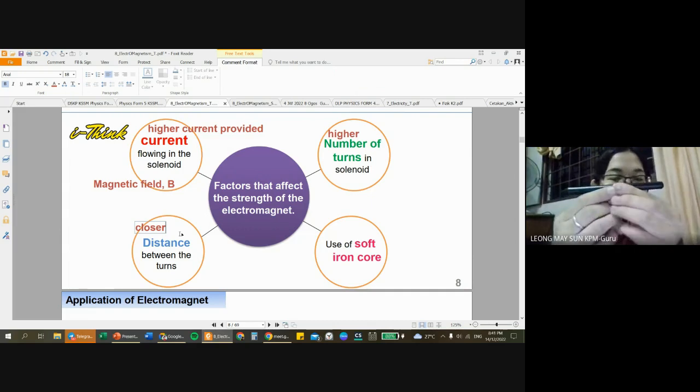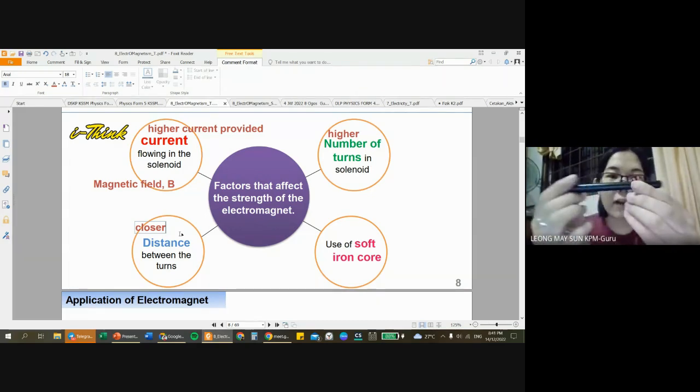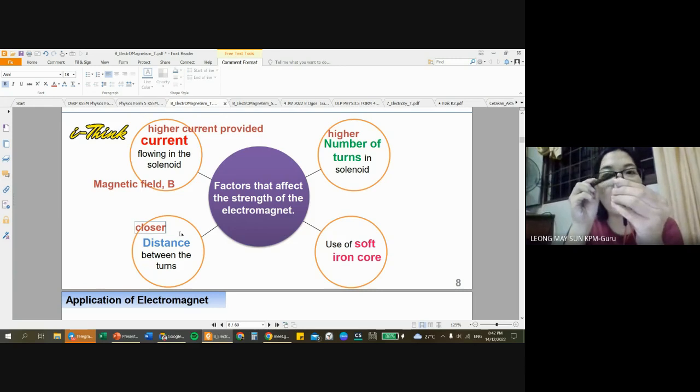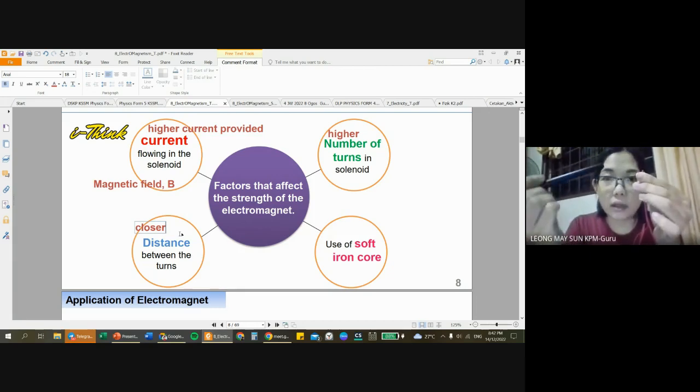And the soft iron core is represented by this particular drawing pen. The soft iron core is this drawing pen. It has nothing to do with this wire. Okay. So the usage of the soft iron core is, even without the soft iron core, there's magnetic field created already.